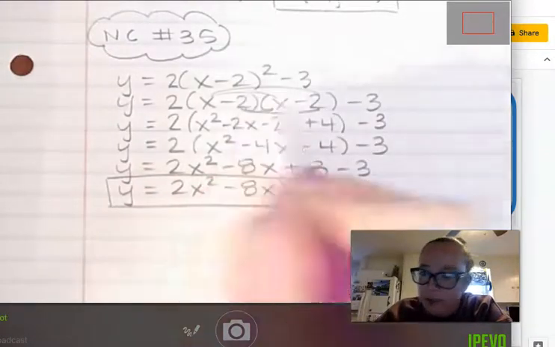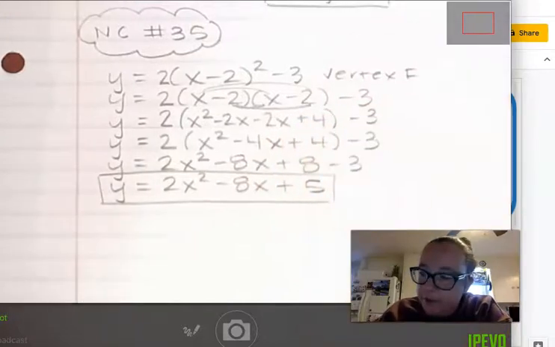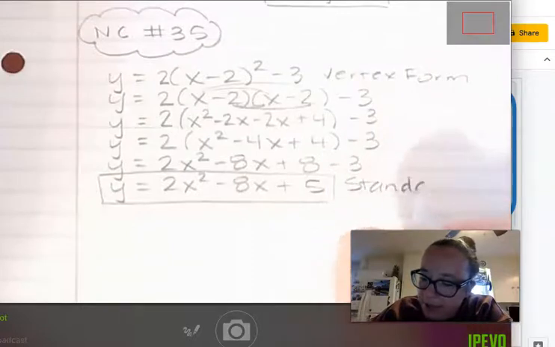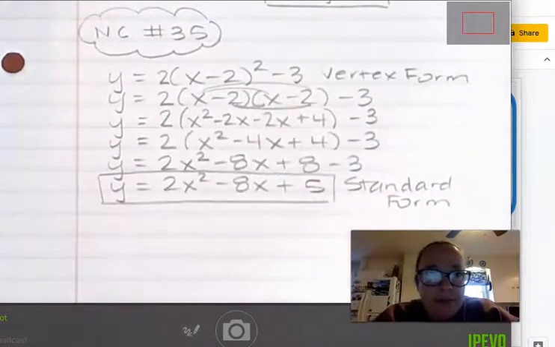So this is the vertex form. Vertex form. And this is standard form. They're the same thing. They're just written in 2 different forms. Okay. So pause me and get this one finished.